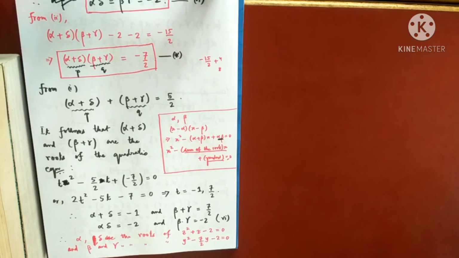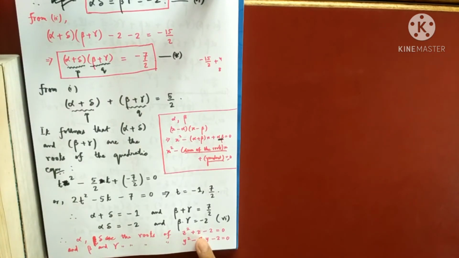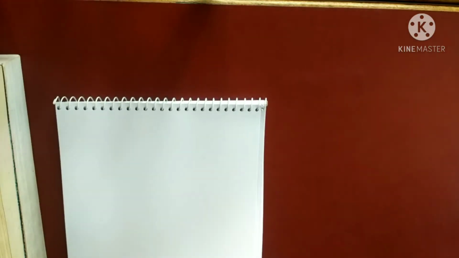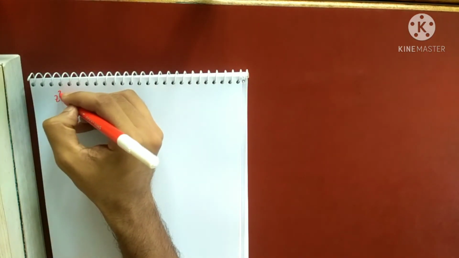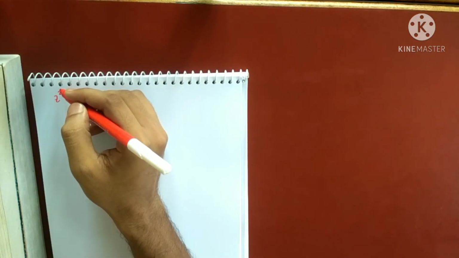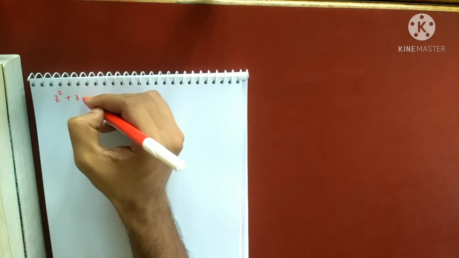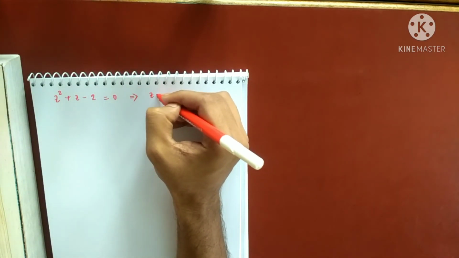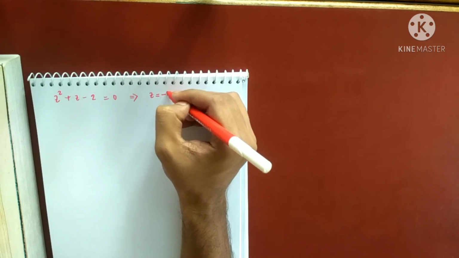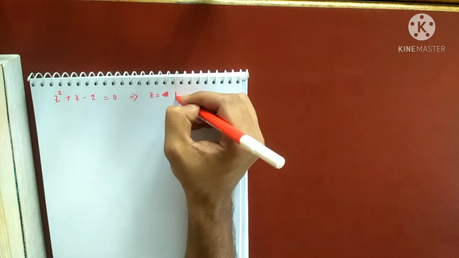Exactly the same conclusion. What is the first quadratic? Its roots can clearly be seen as 1 and minus 2. So let me solve z square plus z minus 2. After solving this, what am I getting? z equals 1, minus 2.